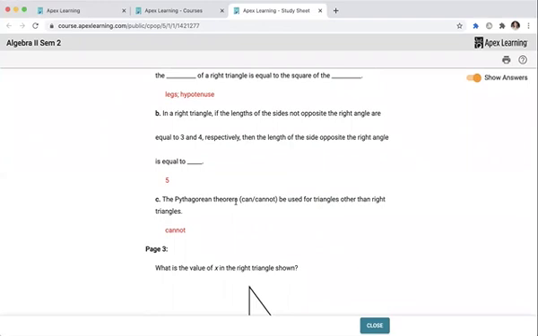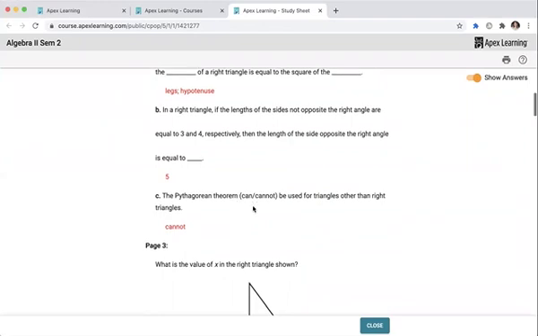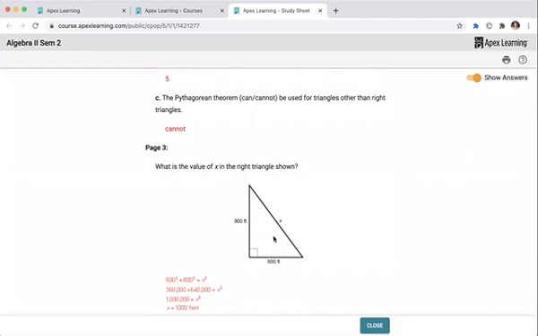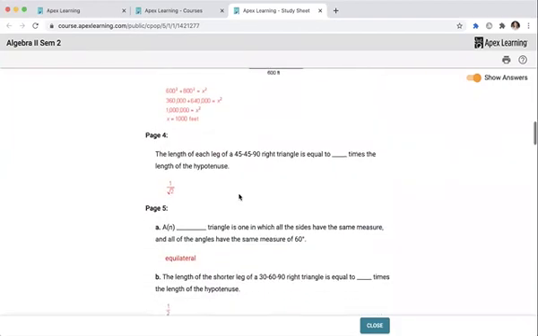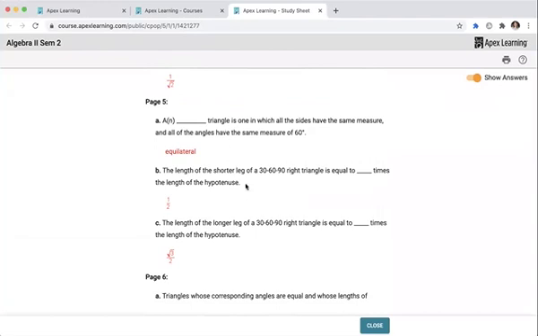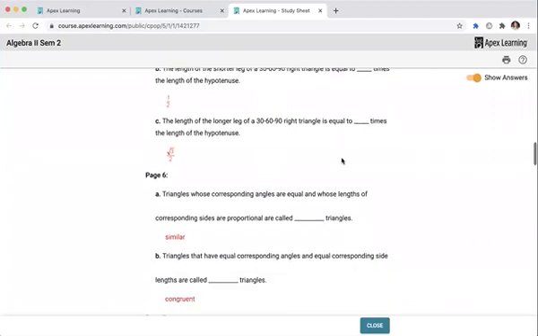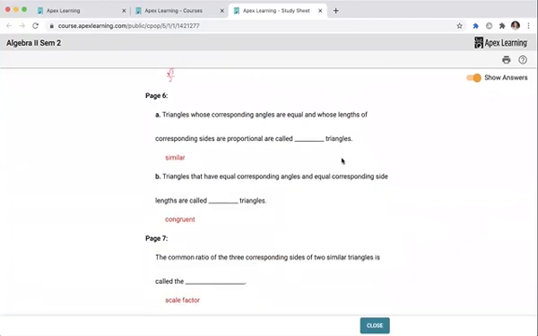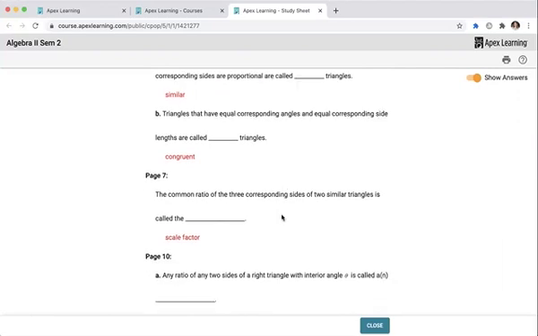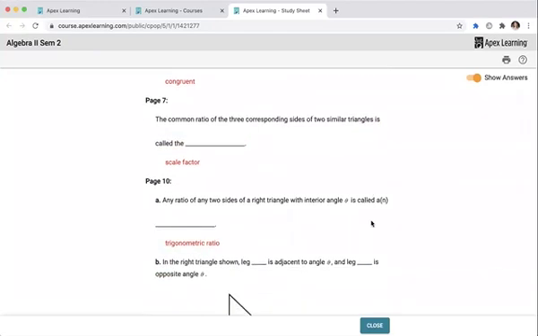And the Pythagorean theorem cannot be used for any triangles other than right triangles. So it has to have this 90-degree angle here. And you can go through and solve for this here. And we talked a lot about the specifics of our different triangles. So what were the lengths for a 30, 60, 90 versus a 45, 45, 90? Then we talked about similar triangles versus congruent triangles. Really the difference being, are they identical or are they proportional? And of course, two similar triangles have this thing called a scale factor, which is that common ratio between the different triangles here.